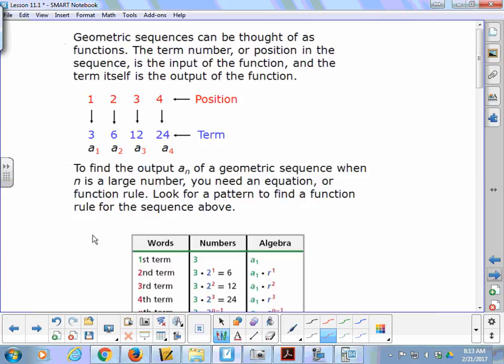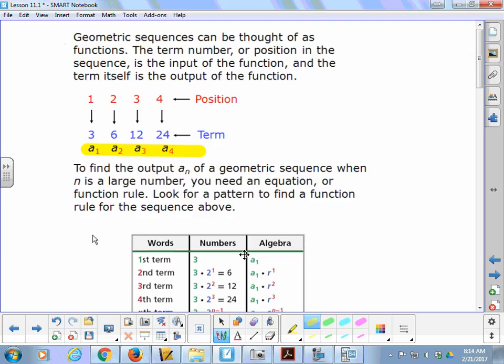So geometric sequences can be thought of as functions. The term number or position in the sequence is the input of the function, and the term itself is the output of the function. So here we have a sequence that's 3, 6, 12, 24, and the positions of them are 1, 2, 3, and 4. And we're using what's called subscript variables here. We call the first term a sub 1, the second term a sub 2, then a sub 3, then a sub 4, and so on.